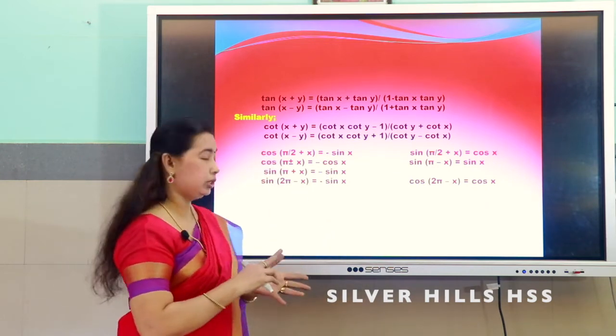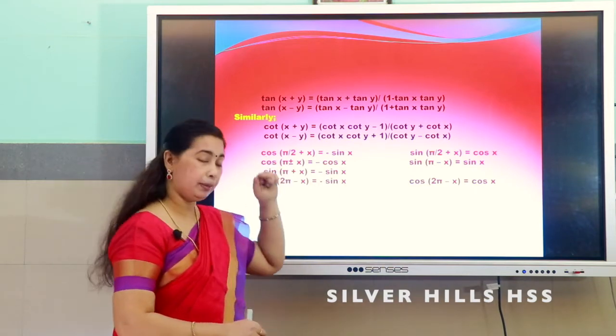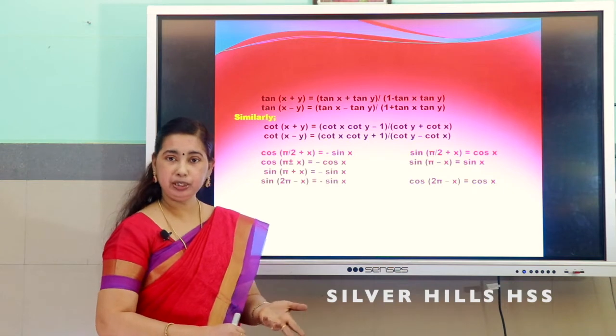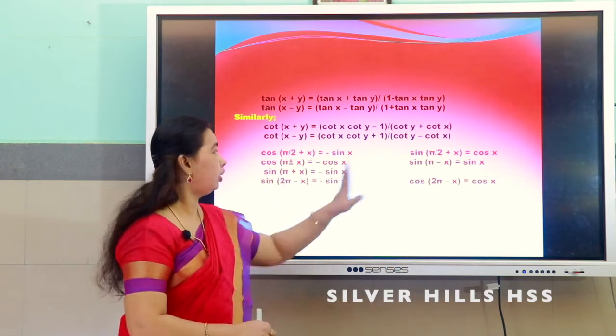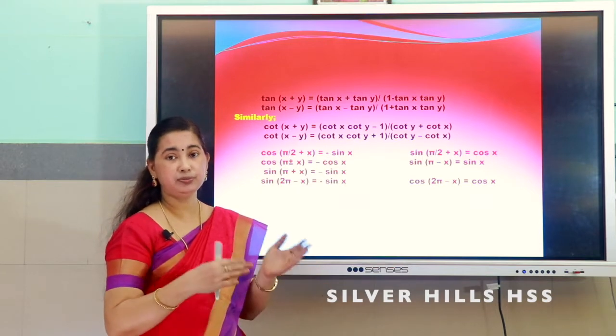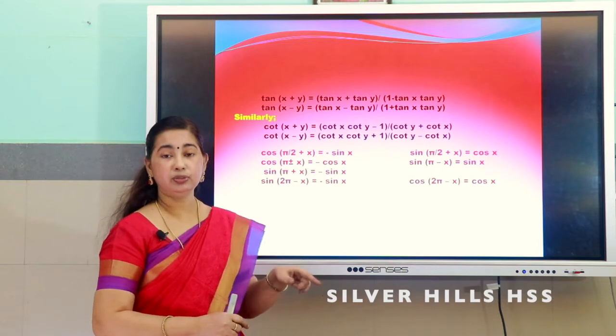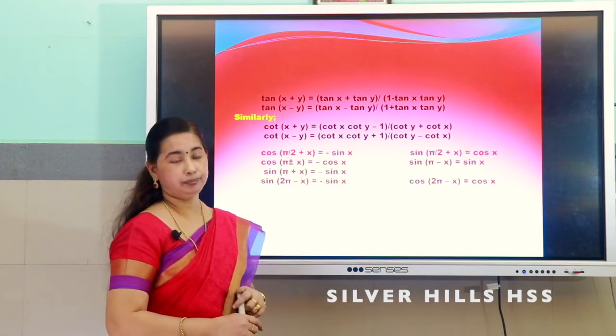Similarly, we can find what is cot of x plus y, cot of x minus y, cos of pi by 2 plus x, cos of pi by 2 minus x. These all values we can find out from that. That is, by substituting values for x and y, we can find out all these results, which will be used in the problems.